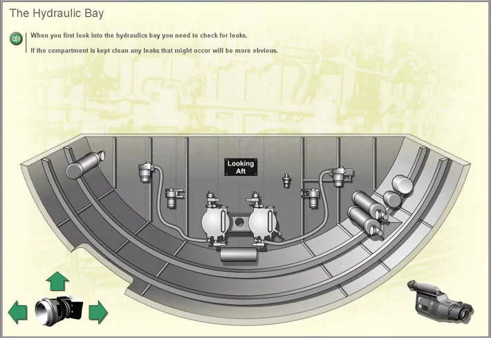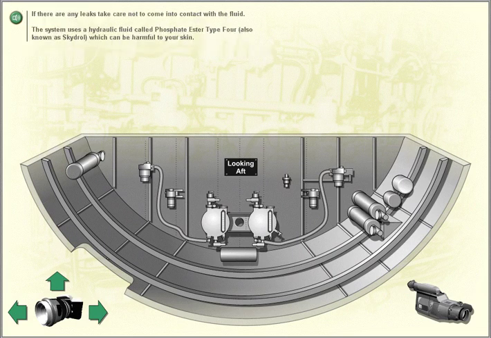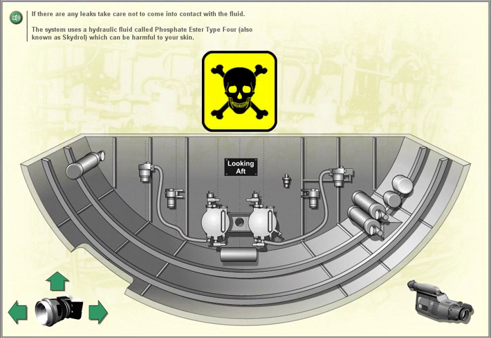The hydraulic bay. When you first look into the hydraulics bay, you need to check for leaks. If the compartment is kept clean, any leaks that might occur will be more obvious. If there are any leaks, take care not to come into contact with the fluid. The system uses a hydraulic fluid called phosphate ester type 4, also known as Skydrol, which can be harmful to your skin.